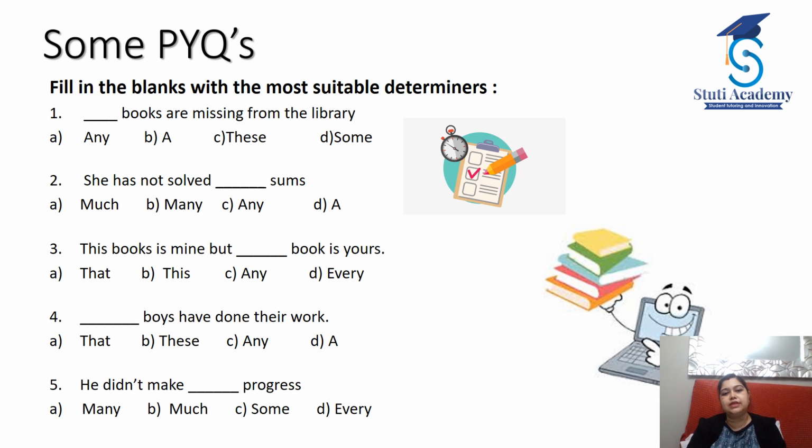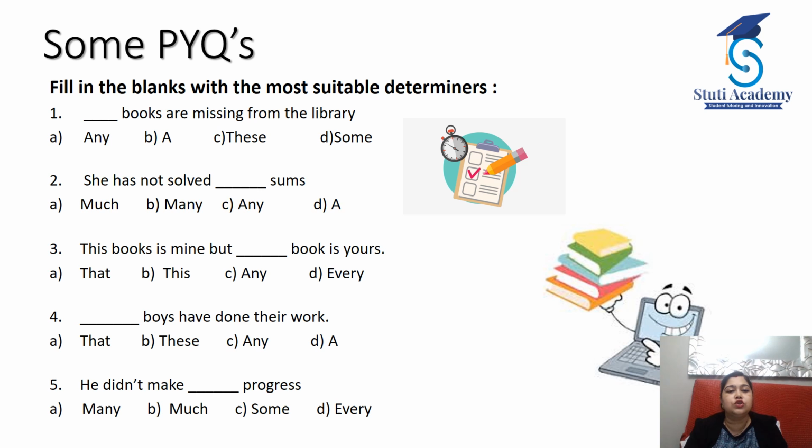Dash books are missing from the library. Now we have the options here: any, a, these, some. So what is the right one? Now here the right one will be some, because I don't know how many the books are. I don't know any specification. These are some books. Okay.